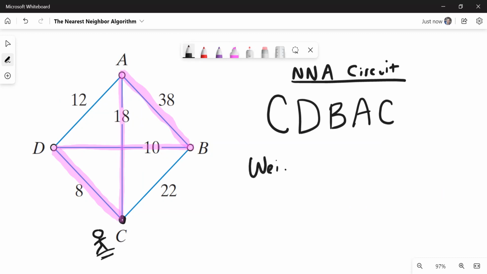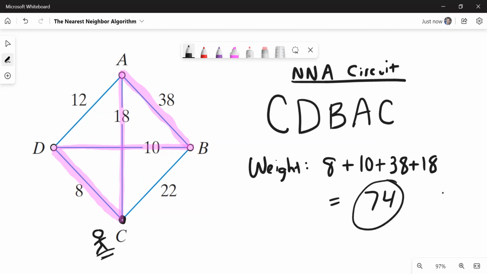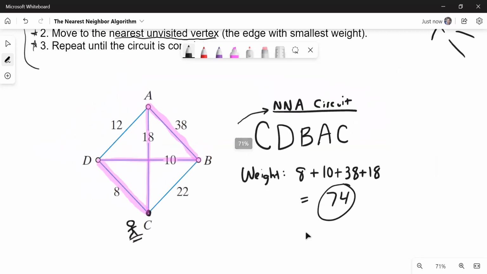Let's think about the weight of what I just outlined. Starting at C, going to D, the weight would be 8 plus 10 plus 38 plus 18. Grand total: 8 plus 10 plus 38 plus 18 is 74. Do you think that's the best possible route? It may not be. In fact, because of that 38, we probably feel it's certainly not the best route. So this is an algorithm, but it doesn't necessarily give us the best result. It just gives us a result. Sometimes it will give us the best result, many times it will not. We're going to look at ways to improve it in a future video.